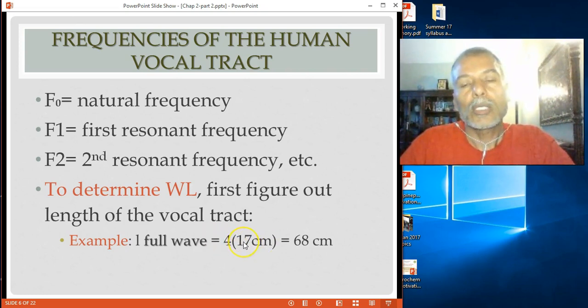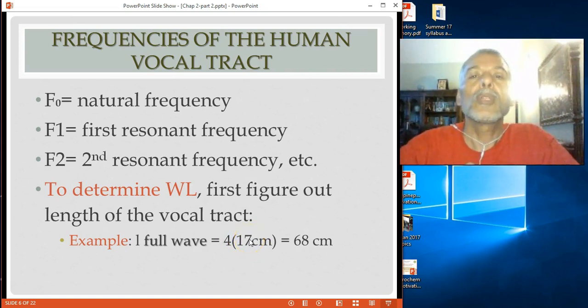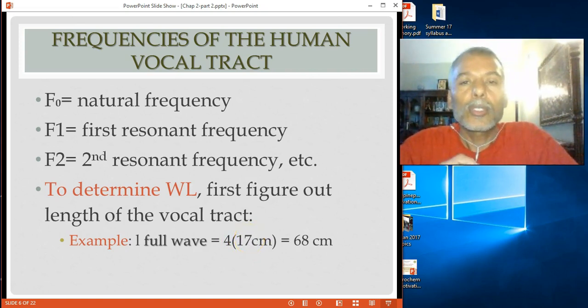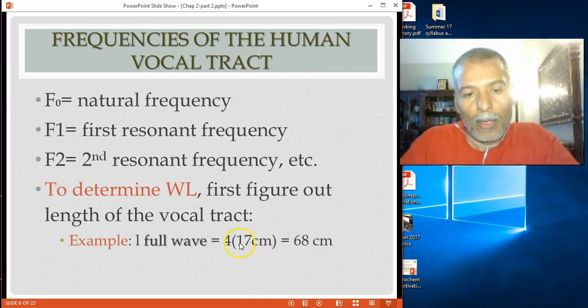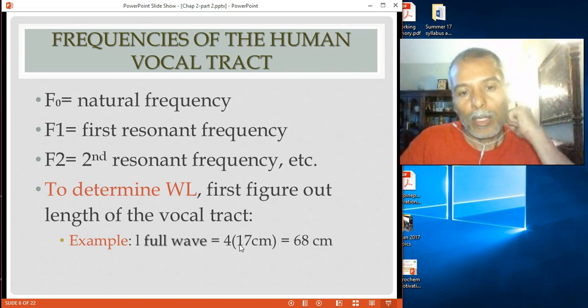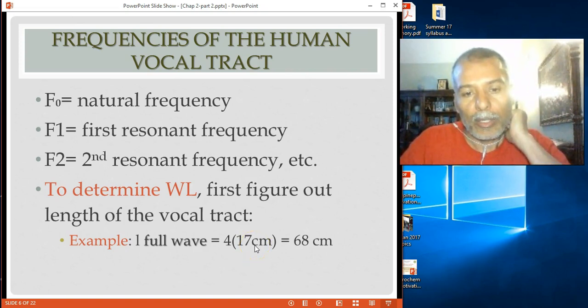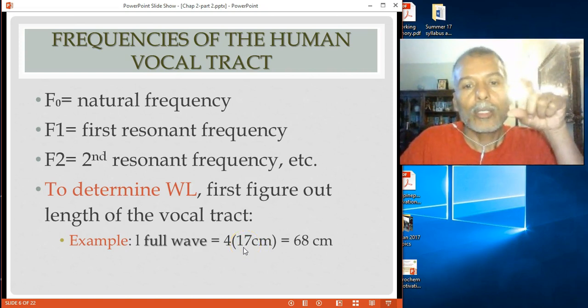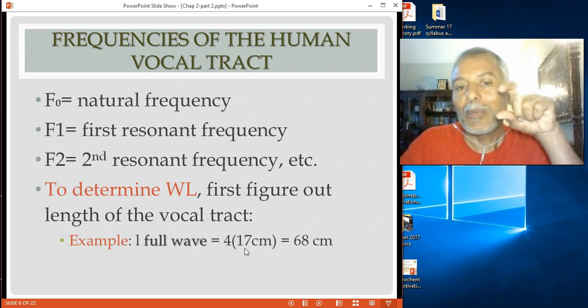What is the resonant frequency of that vocal tract? You simply say, first we need to figure out the wavelength. Because it's a closed tube resonator, only 1/4 of the wave fits at first. So if the tube is 17 centimeters, then 1/4 of the wave is 17 centimeters.